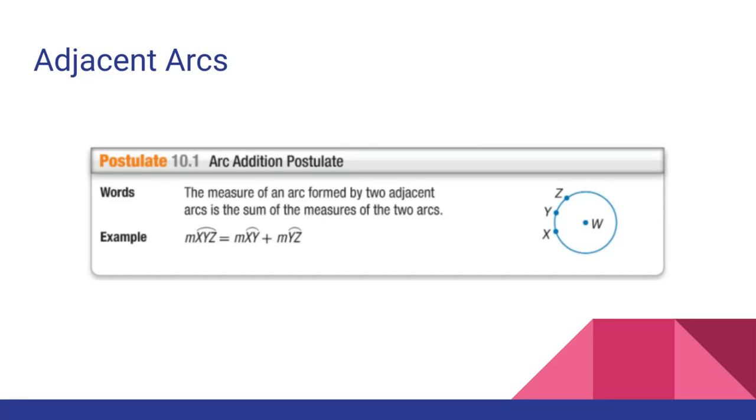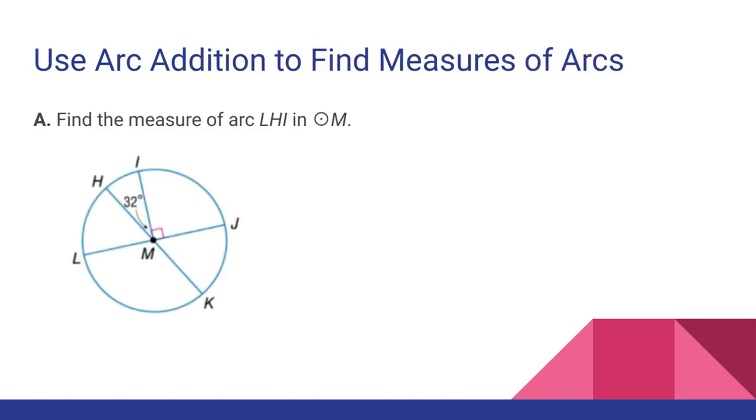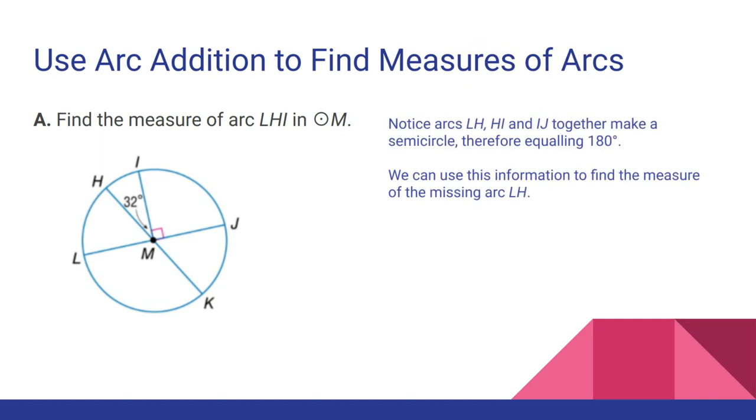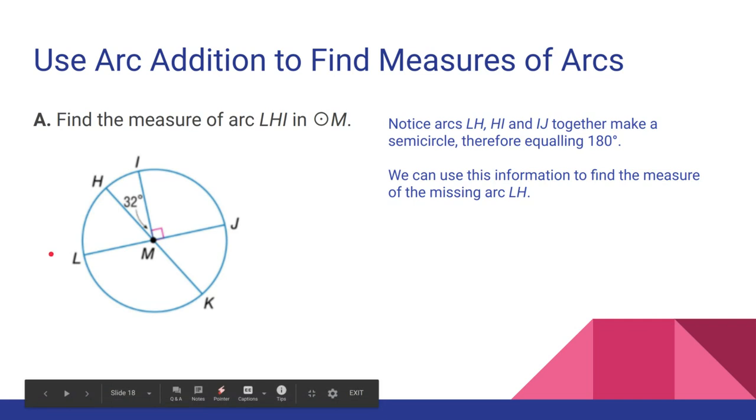Next, we're going to be working with adjacent arcs. Remember, adjacent meaning next to. So the measure of an arc formed by two adjacent arcs is the sum of the measures of the two arcs. So that sounds very confusing. So we're just going to do some examples together. Our first example here tells us to find the measure of arc LHI in circle M. Notice arcs LH, so we have LHI here.